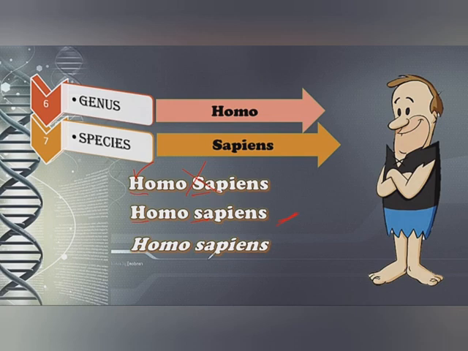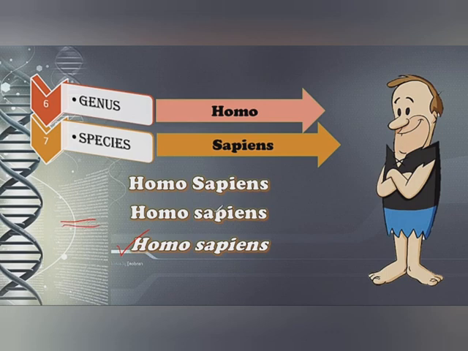And the second one, even though it starts with a small letter, was not in italics, neither was it underlined. It has also made the naming very wrong. And the third one is Homo, where the H starts with a capital letter and the S starts with a small letter, and it was in italic form, which has qualified the writing of Homo sapiens to be very correct.